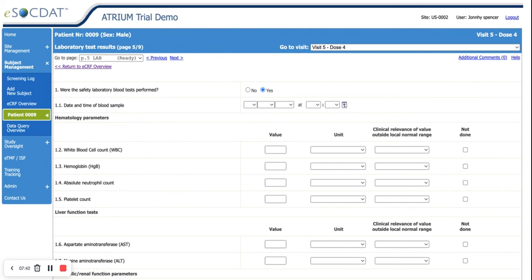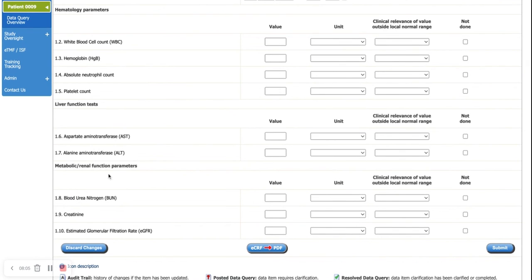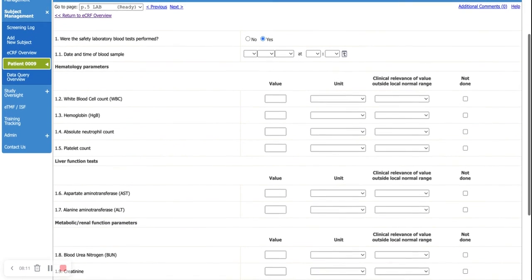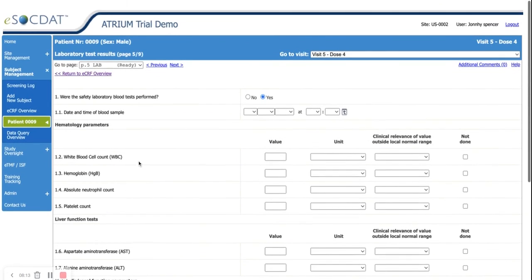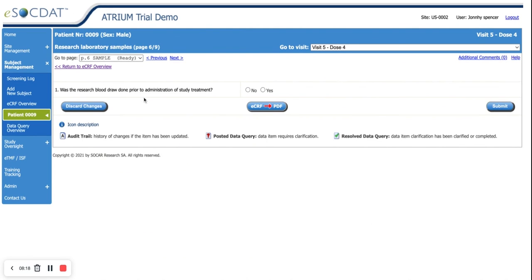Safety lab testing will also occur at Visit 5. You've seen this page in the previous visits where it asks if the safety lab blood tests were performed, the date and time of the blood sample collection. Then you will enter information on the white blood cell count, hemoglobin, neutrophil count, platelet count, liver function tests, and metabolic renal function parameters. Once this page is complete, hit Submit and move on to the Research Lab Sample Collection page.